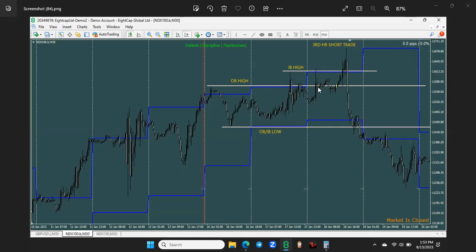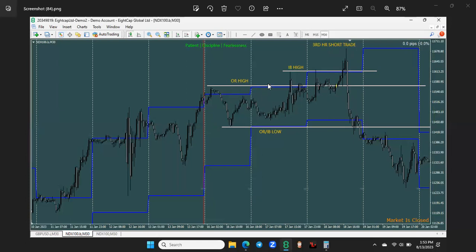As Wednesday begins to trade, we can see that we had a false break during the Asian session. Then we went into accumulation, and then during the New York session, we get a failed breakout of our initial balance high. A failed breakout for a third-hour short trade back to our initial balance low. So this is the best trade setup for the opening range and initial balance.